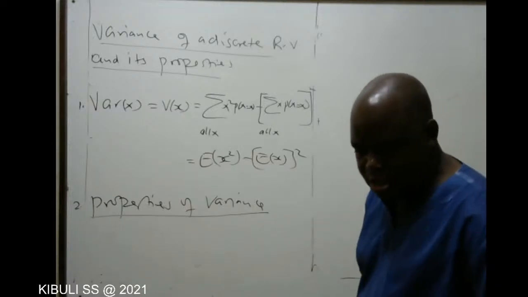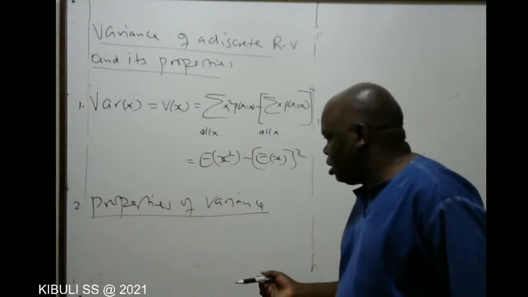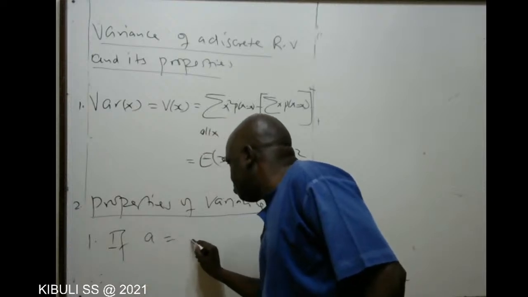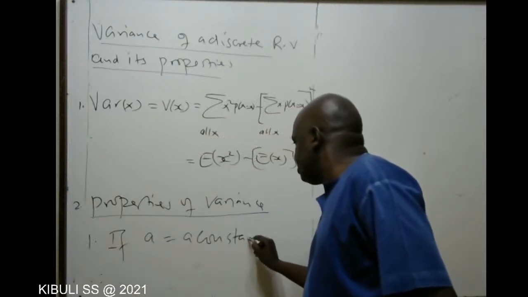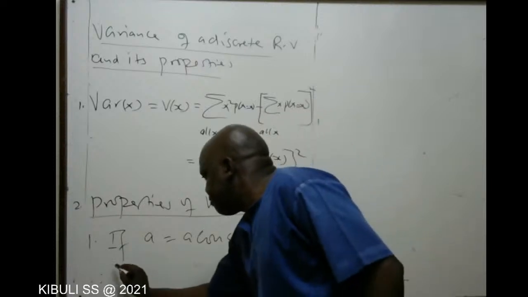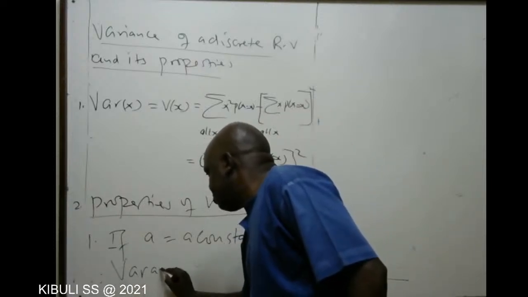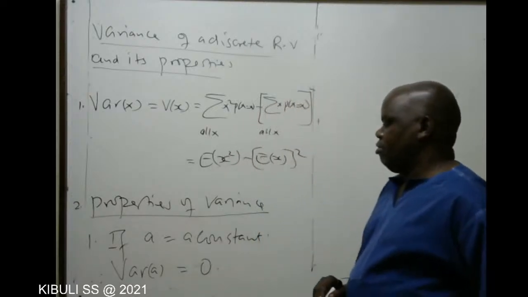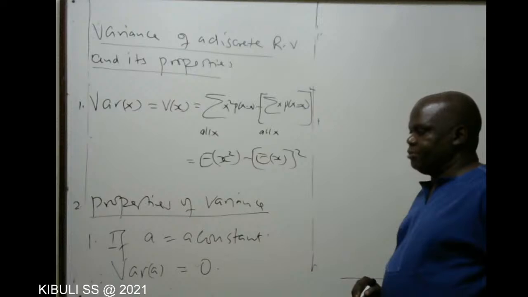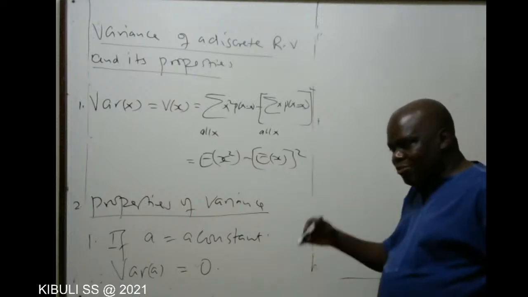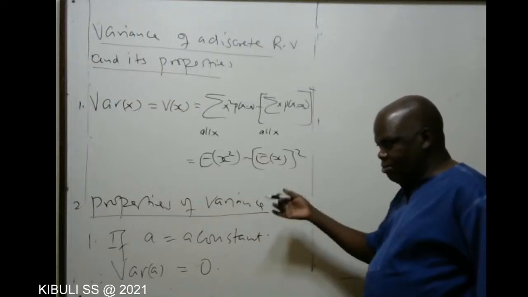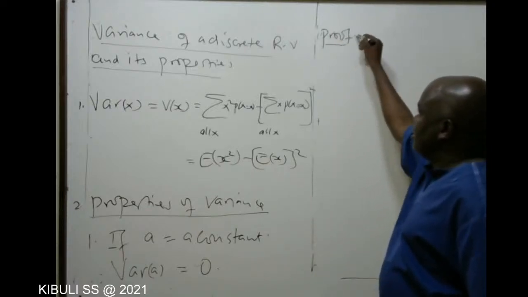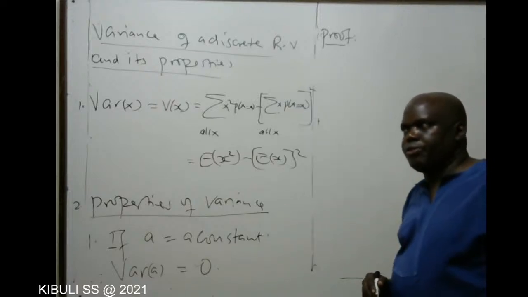Now, one, if A is equal to a constant, the variance, I've said we use that symbol of a constant, shall be equal to 0. The variance of a constant shall be equal to 0. That's property 1. You can list all of them, but it's good we do one by one, then we keep on showing. So can we prove that the variance of a constant is equal to 0?